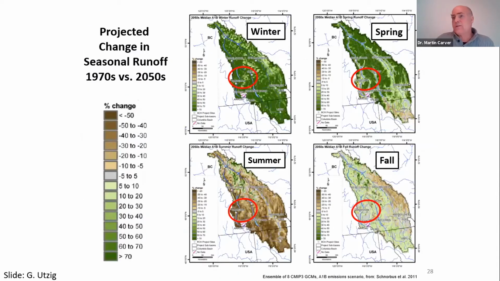So what happens as a result of this change in snow? Well, one of the most obvious things is the change in seasonal runoff. This somewhat parallels the previous slide, and it shows the changes in winter, spring, summer, and fall runoff between the 1970s and the 2050s. And you can see that in the winter, we're going to be getting a lot more water when we don't really need it. In the spring, we'll be getting more water. In the summer, we'll be getting a lot less water. And in the fall, roughly the same.